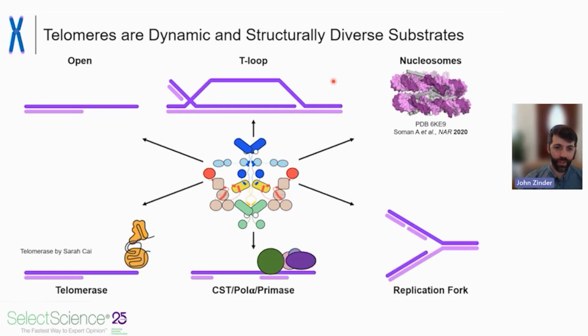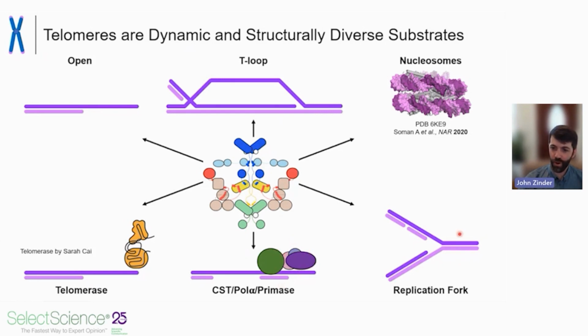Furthermore, the telomere is a site of dynamic enzymatic processes. As I've alluded to many times during this talk, the telomerase holoenzyme elongates the 3' end in the open state, and it has to be recruited to the telomere by Shelterin. The CST polyalpha primase complex is actually responsible for making sure that this 3' overhang is exactly the right size, and that's also recruited to the telomere by Shelterin.